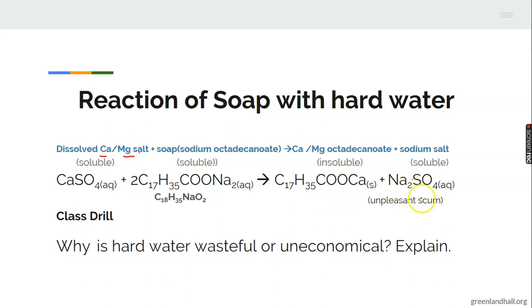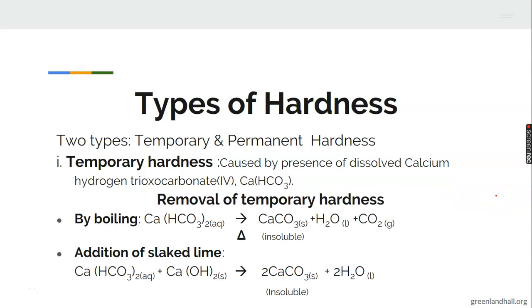So this one is the soluble salt, which is disodium tetraoxosulfate 6 salt. So class drill, I want you to do this for me. Why is hard water wasteful or uneconomical? Please explain. Your answer should come up in the next assignment, which I'm going to send to you.